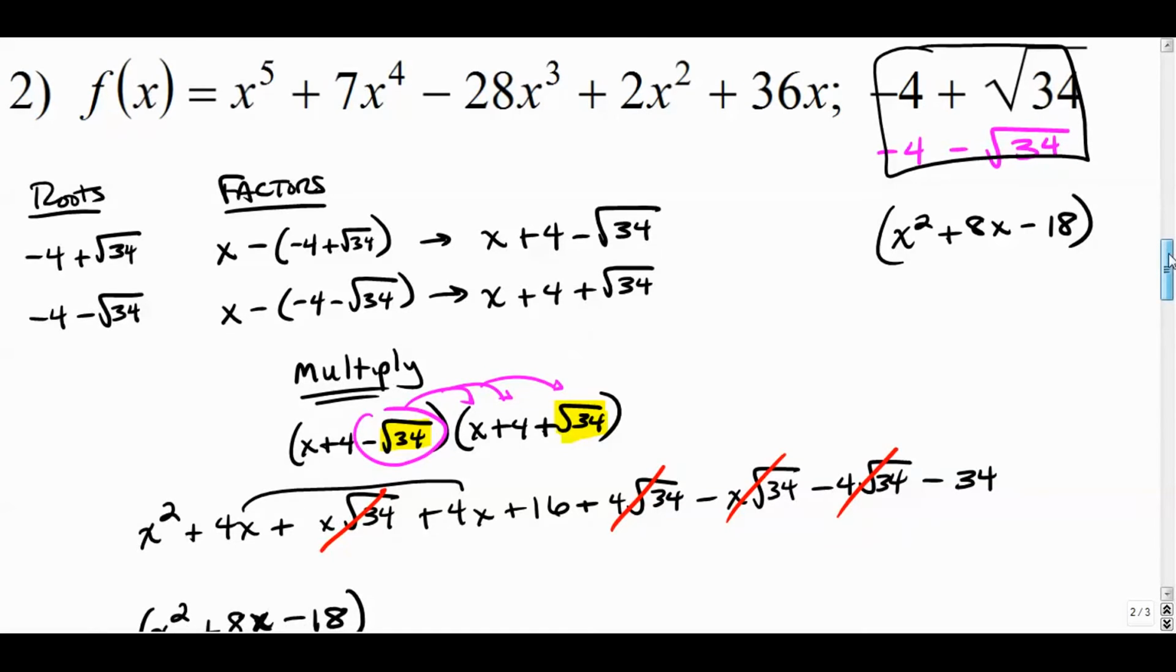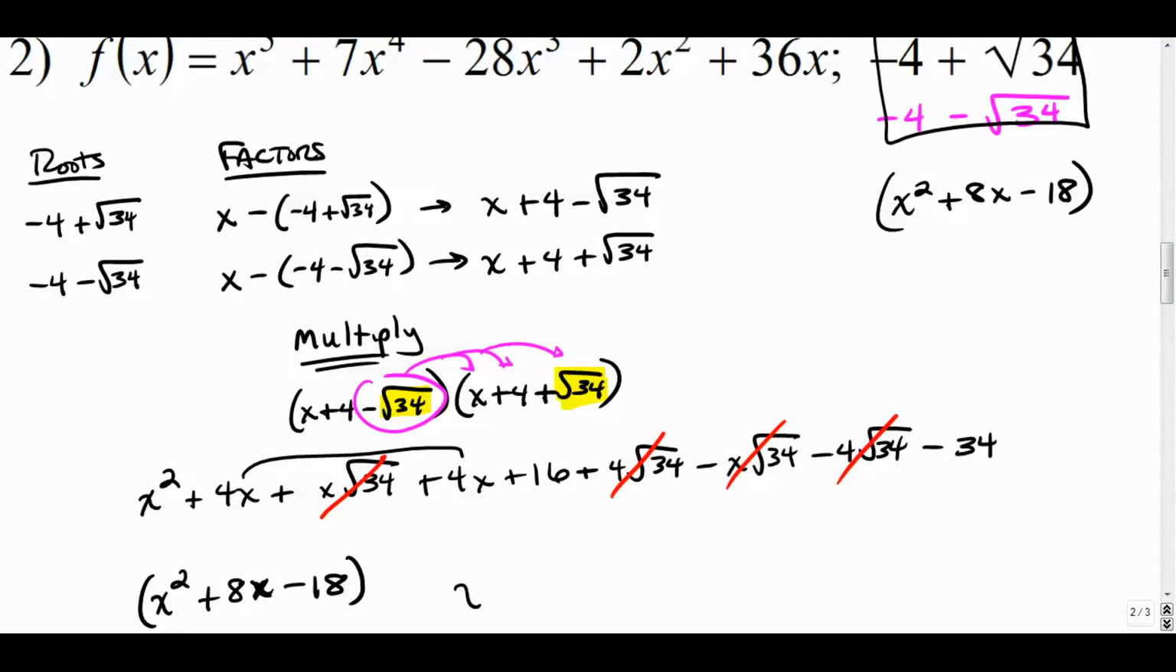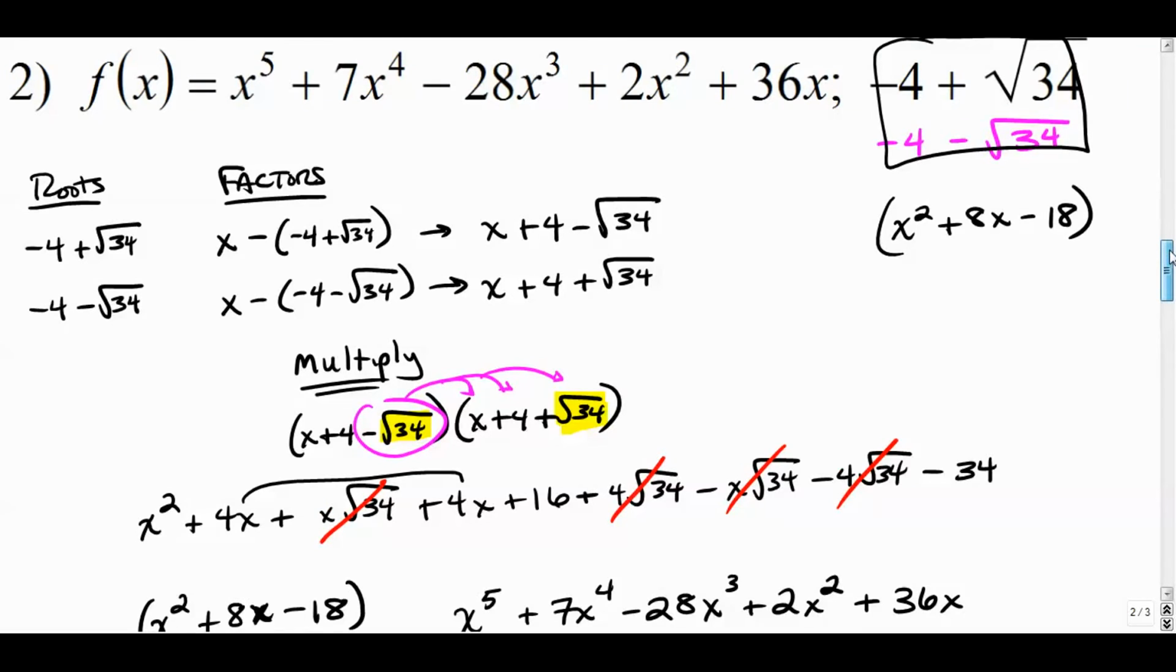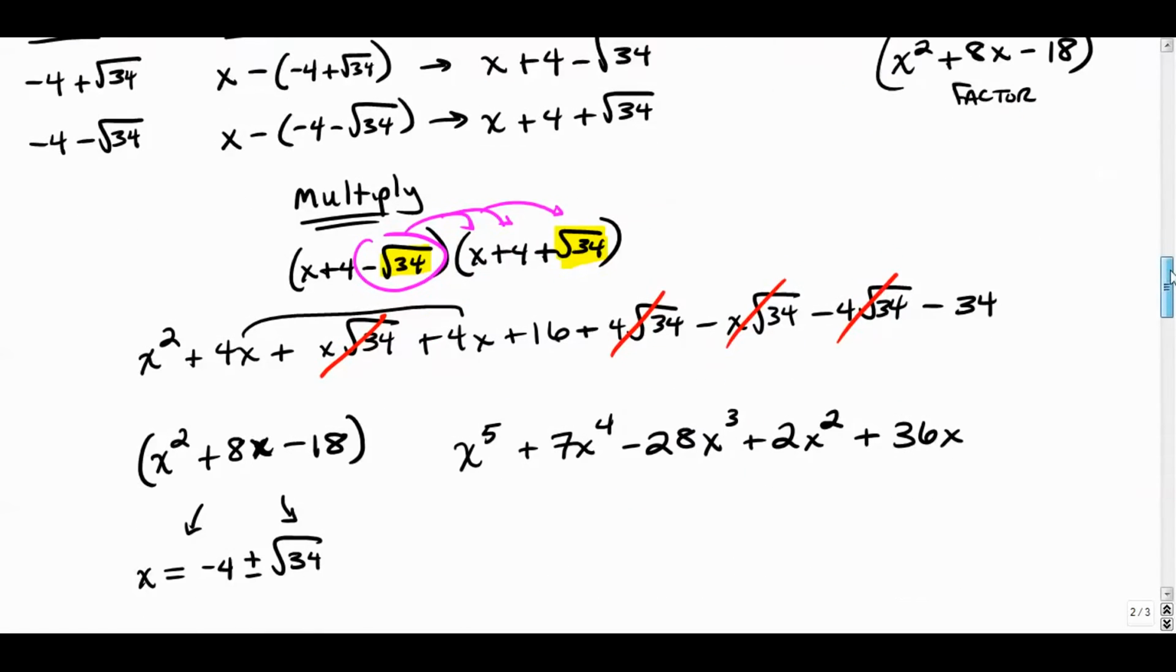So let's bring this down. So I have x to the 5th plus 7x to the 4th minus 28x to the 3rd. I'm just copying my original. There we go. And I know that this is one of my factors.